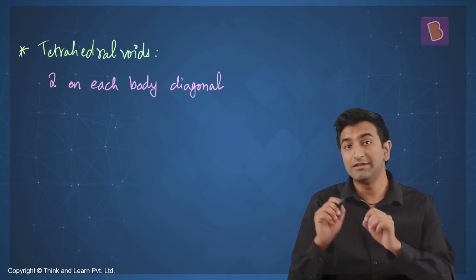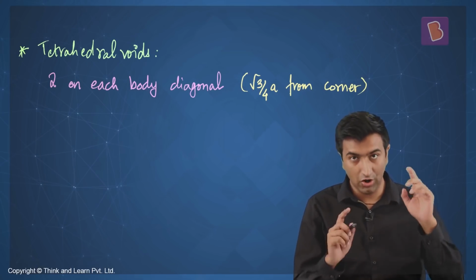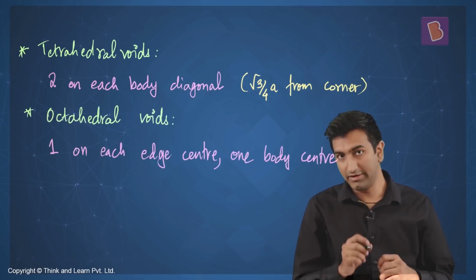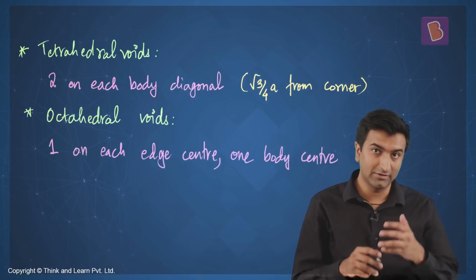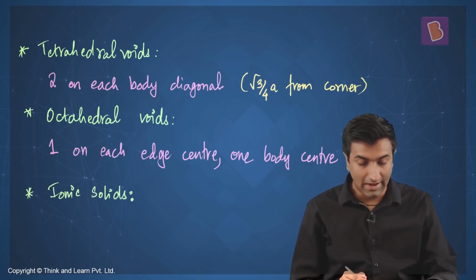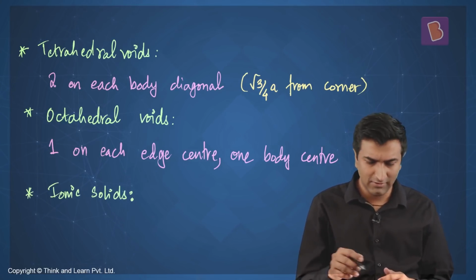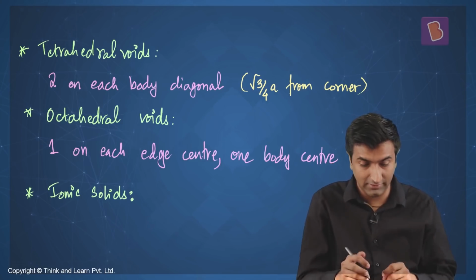Tetrahedral voids, there are 2 on each body diagonal and at a distance of root 3/4 a from each corner. Octahedral voids, there's 1 on every edge center and 1 in the body center. The structures of NaCl and all of that, tetrahedral voids, diamond structures, ZnS and all that. Okay, so ionic solids, you need to revise all of these, mainly for the main exam actually. Sometimes, at least in the last 5 years, nothing has been tested on this idea that you need to know exactly how these solids look like.